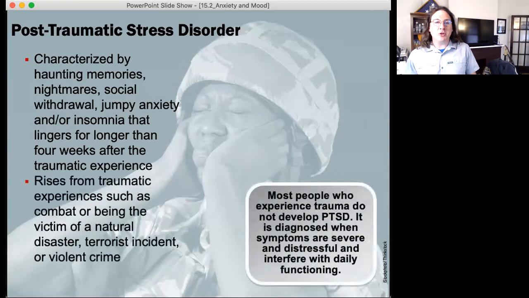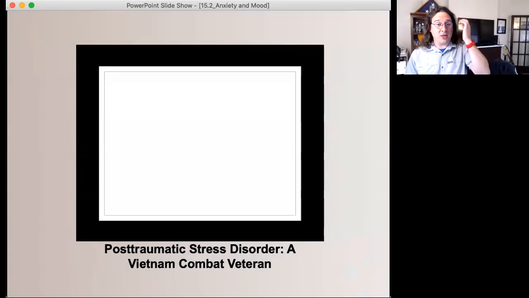When we see that occur, usually we try and again get them into some kind of EMDR or some kind of therapy that helps them process whatever trauma that was, so that it doesn't become so frightening that it's debilitating for them, right? So most people who experience trauma do not develop PTSD. It is diagnosed when symptoms are so severe and distressful that they interfere with daily functioning, as we talked about.